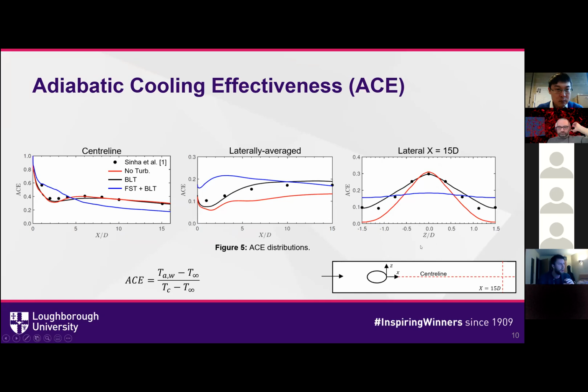It's noticeable that the no inflow turbulence case and the boundary layer turbulence case have very similar results, and they're very comparable to the experimental results of Sinar et al. But when we look at the other two plots for the laterally averaged distribution and the lateral distribution, you can see there are some major differences that start coming into play. The boundary layer turbulence case actually does a good job of predicting the laterally averaged and the lateral distributions, which is what we wanted to aim for. We wanted to accurately capture the coolant spread.